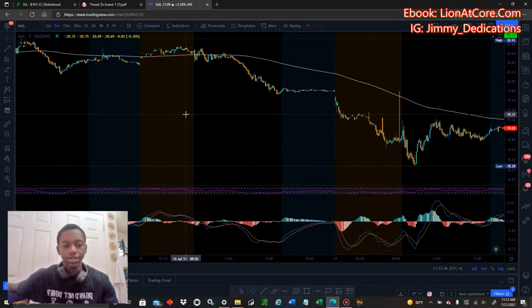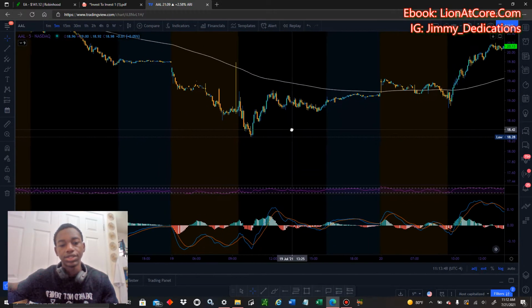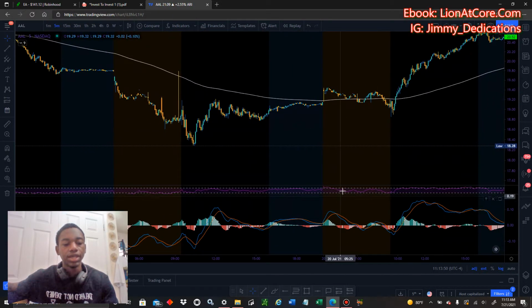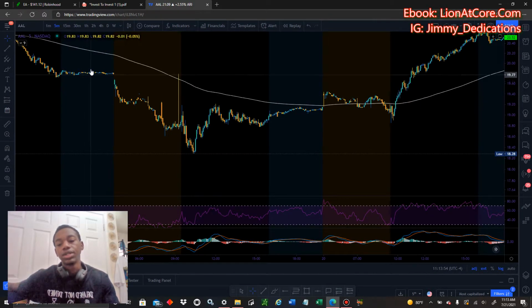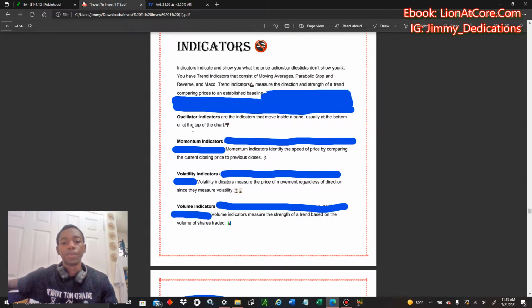So yeah, this ain't to go in depth with the indicators. It's just to run you through them and tell you that hey, indicators are extra tools to help you predict what price will do. That's why people use indicators. Momentum indicators identify the speed of price by comparing the current closing price to previous close.